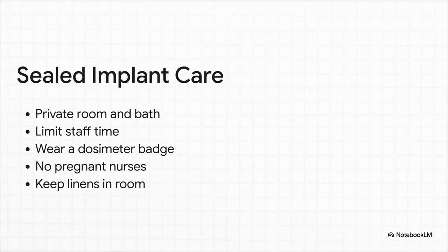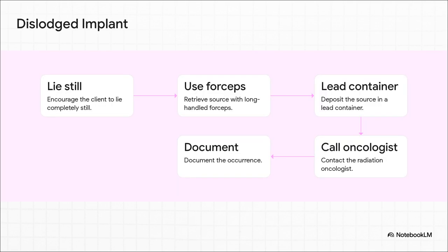Oh, and one more thing. You must save all bed linens and dressings right there in the room until the radioactive source is officially and safely removed by the team. So imagine the absolute worst-case scenario. A radioactive implant actually becomes dislodged. It falls out. You must act sequentially, and you cannot hesitate.